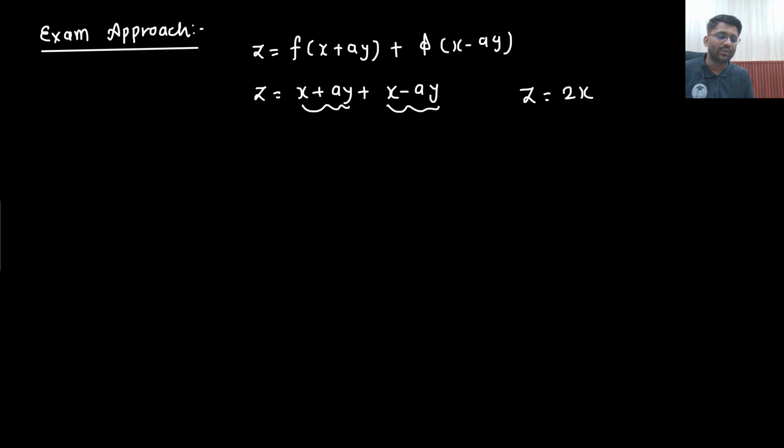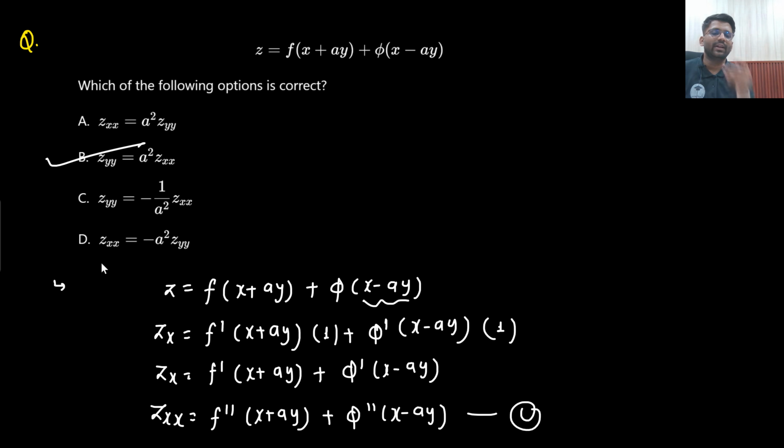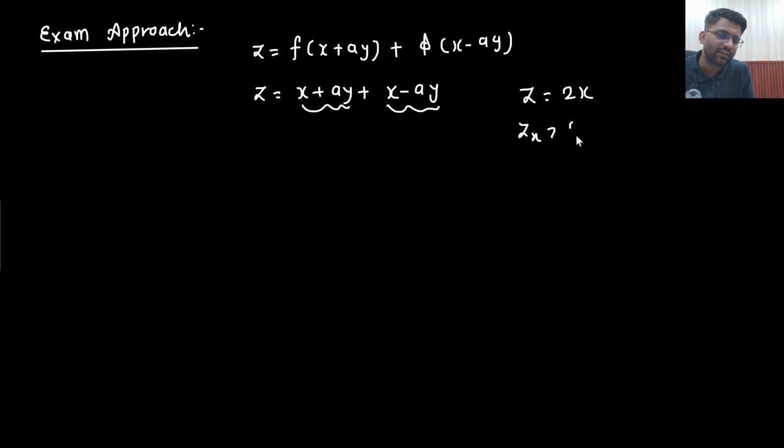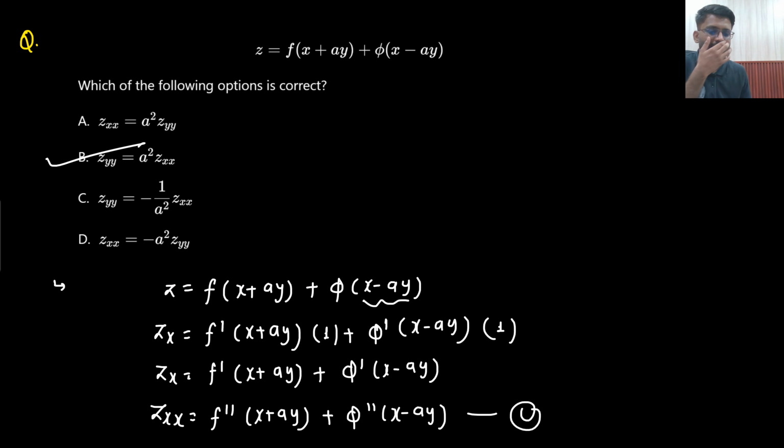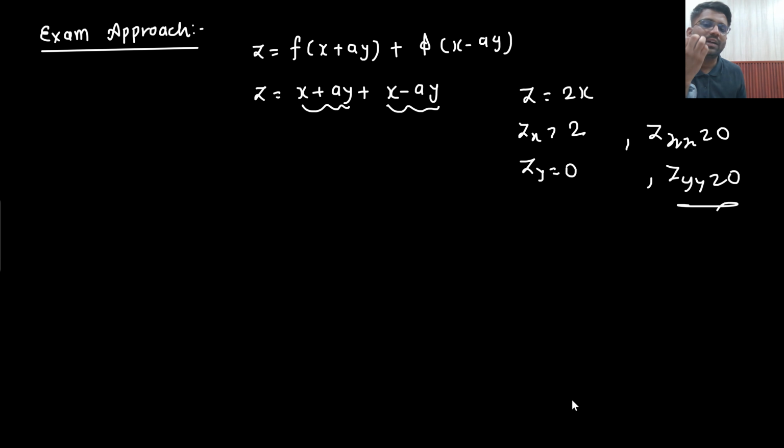But now, looking at the options, I will not be able to conclude anything. Why? Because when I do zx, I get 2. When I do zy, I already get 0. zxx is 0, zyy is also 0. How will I compare now? I will not be able to compare the options. I will have to assume a function in a manner that the double differentiation gives me something good.